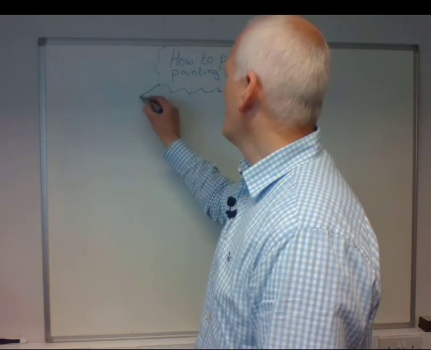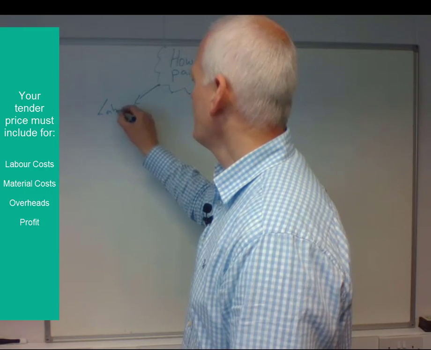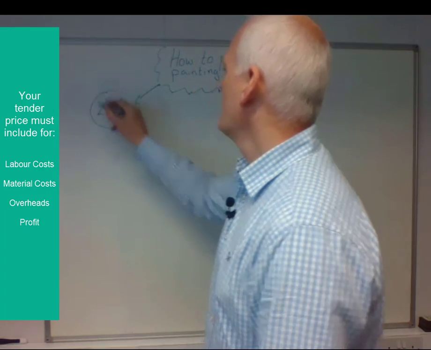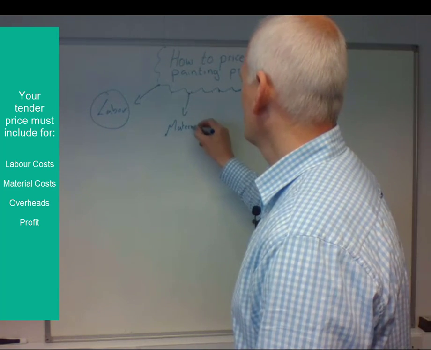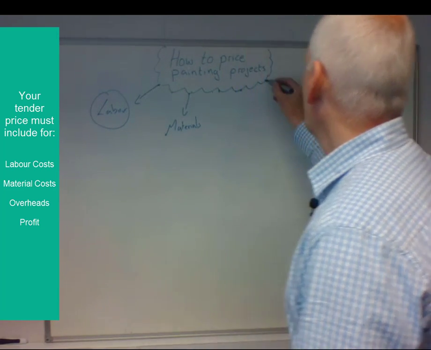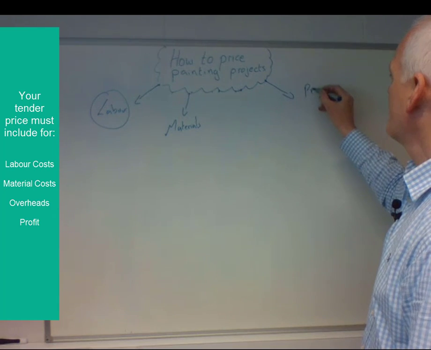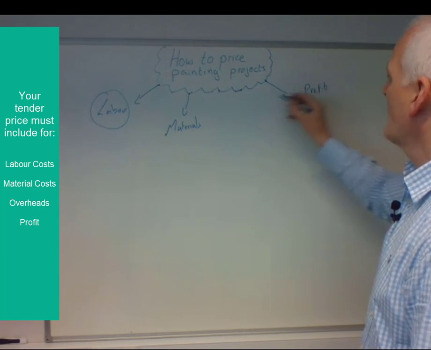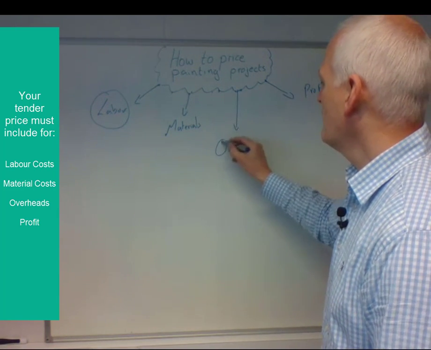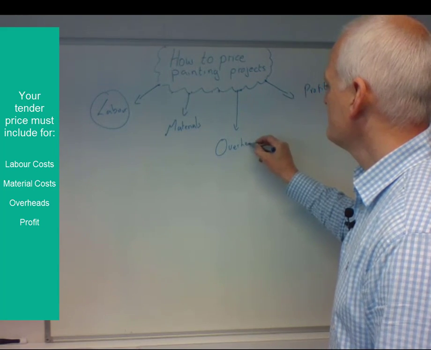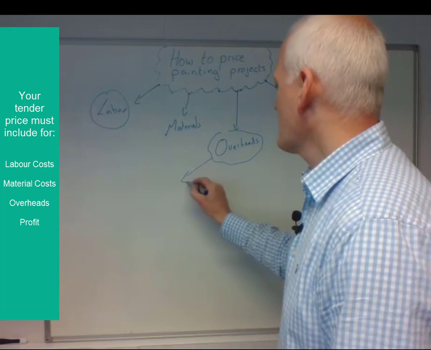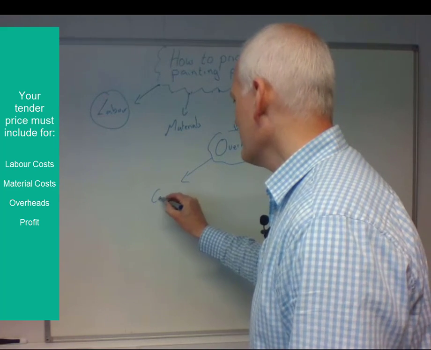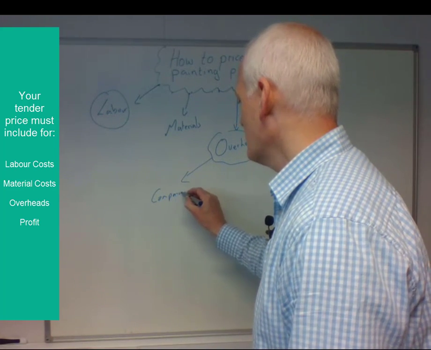Now those elements are your labour, your materials, you want to make some profit out of the job, and you're going to have to cover something called overheads. Now, overheads can be of two types. They can be your company indirect overheads.